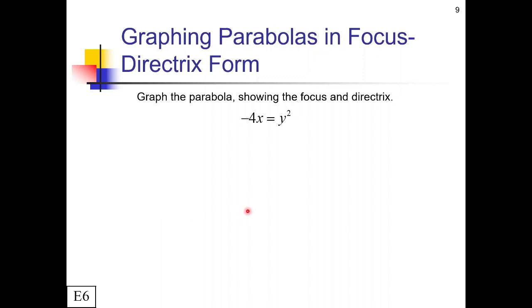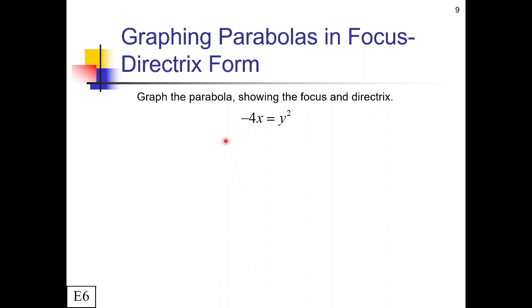Here's another graphing example for us to try out. Now before we send you off alone to try this, it's a little bit weird, this one, because it's not in that standard form that we're used to. If this were x equals, then we would have a parabola we could work with, but this is negative 4x equals all this. So how do we deal with this situation?